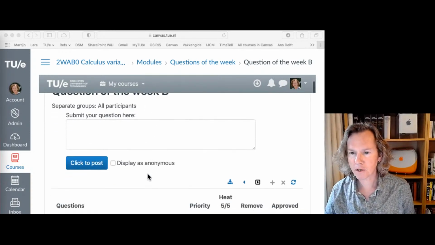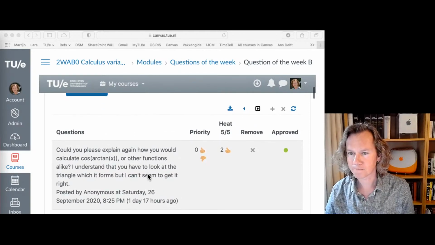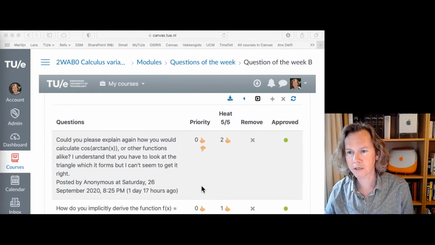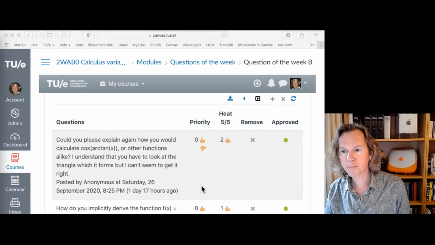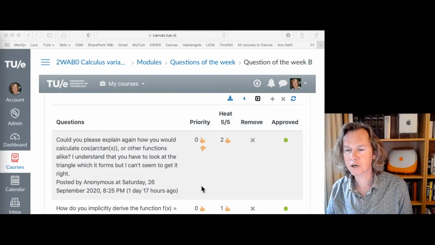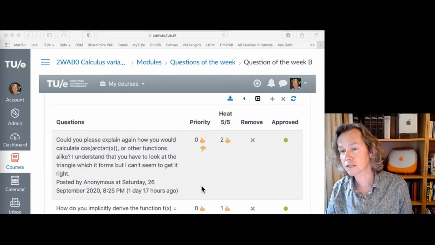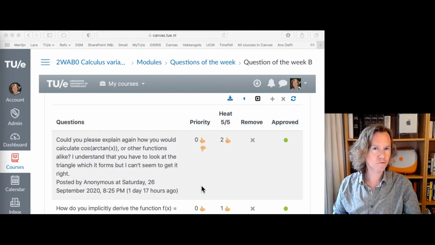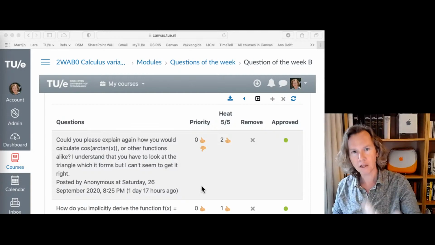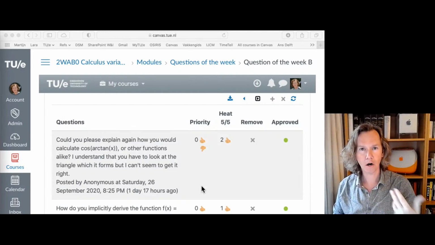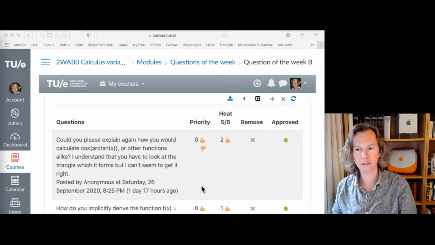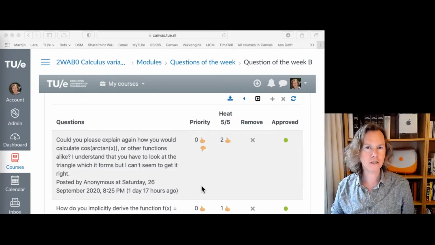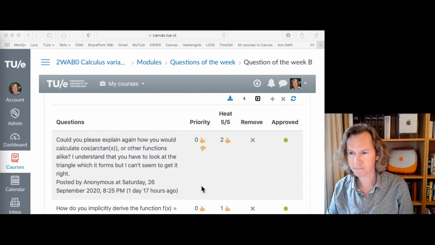And there have been a couple of questions in the meantime. So the first one is, could you please explain again how you would calculate the cosine of the arctangent of x? So last week we talked about the inverse sine, inverse cosine, inverse tangent functions, arcsine, arccosine, arctangent. And we have seen how you can sometimes simplify expressions with this. So I gave one example during the lecture, and you can go back and check that.